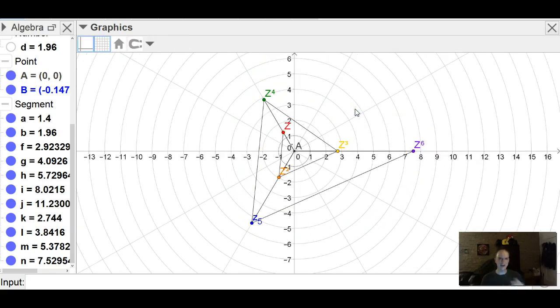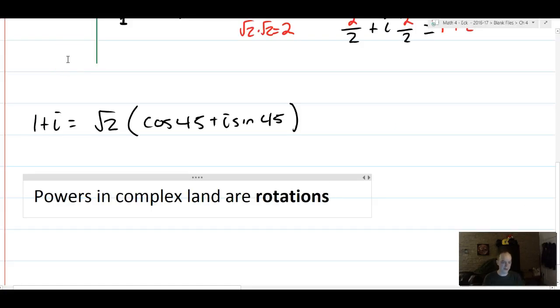So this is all tied back into that first concept you learned about angles, which is coterminal angles. z to the third has rotated 360 degrees to get back to zero. z to the sixth has rotated 720 degrees, 2 times around, to get back to the zero point. So the big idea is that powers in complex land are rotations. Let's use that idea to solve the problem up here.